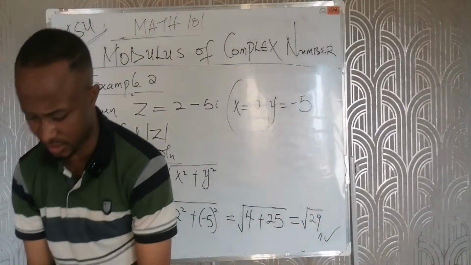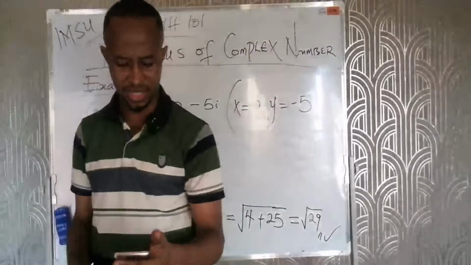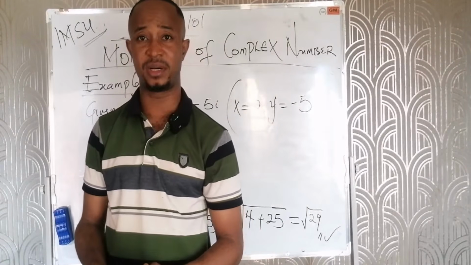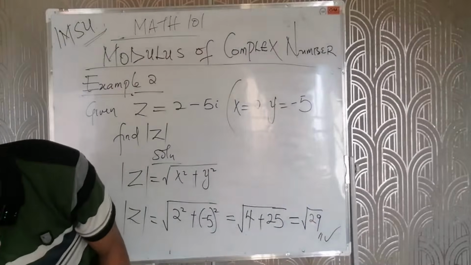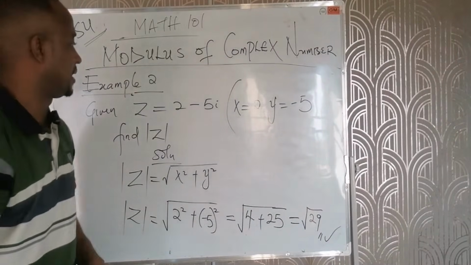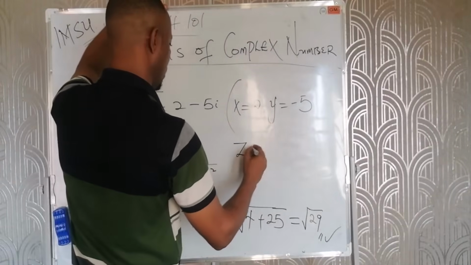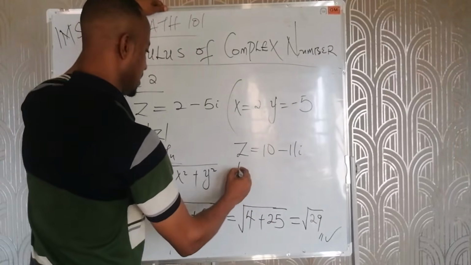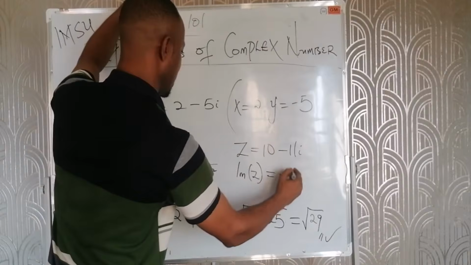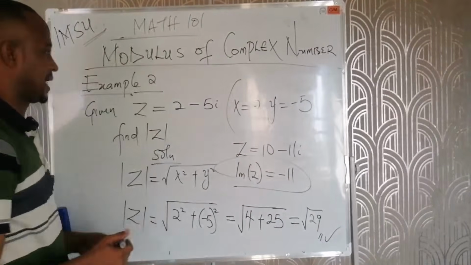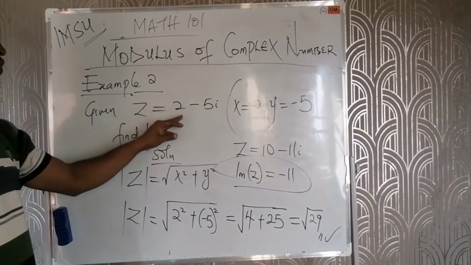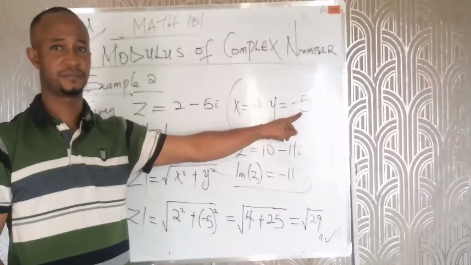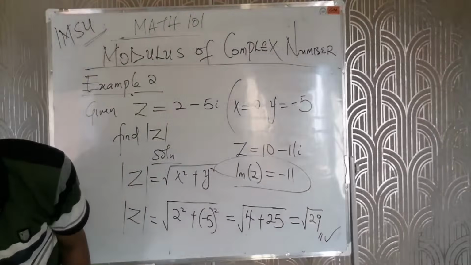Someone is asking a question: if we have 10 minus 11i, will the imaginary part be minus 11? Yes, you are correct. If z equals 10 minus 11i, that means the imaginary part of z will be minus 11. Like we saw here, if z equals 2 minus 5i, our imaginary part is minus 5. I hope I've cleared you, right?